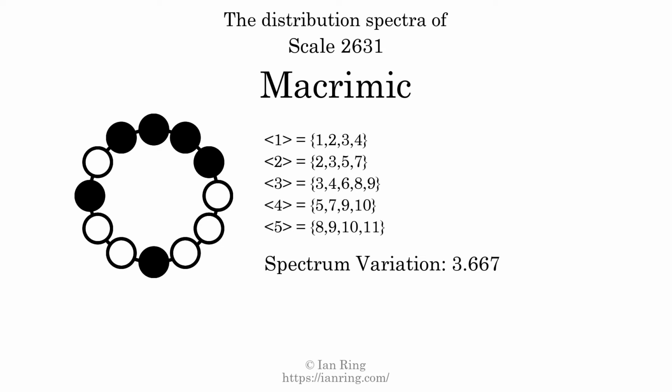The spectrum variation of this scale is 3.667. Since the variation is greater than 0, this indicates that the scale is not perfectly even. The highest spectrum width is 6. Since this is greater than 1, we know that this scale is not maximally even.